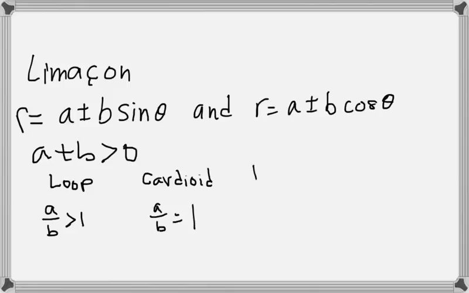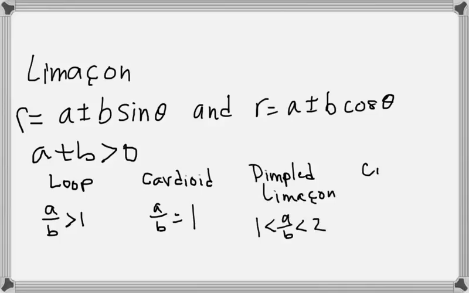So we have what's called a loop, a cardioid, a dimpled limaçon, and the last one, which is the convex limaçon. How do you say the second one? Cardioid.